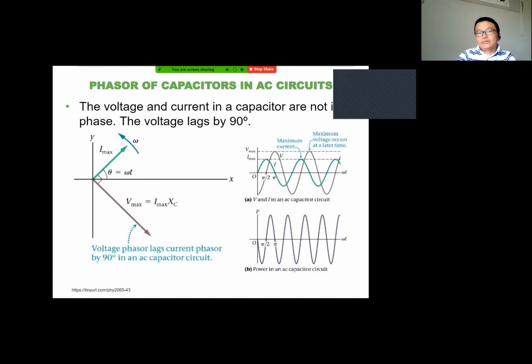In the case of a capacitor, the current is leading the voltage by 90 degrees. So you have the current phasor here, and then the voltage phasor over here.